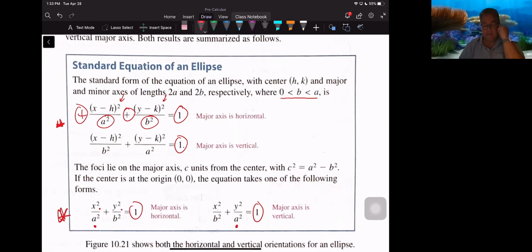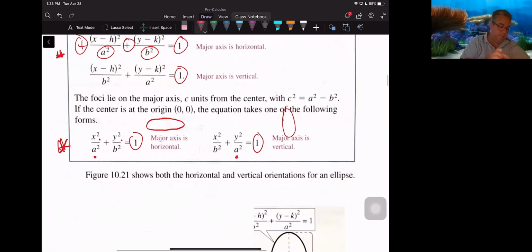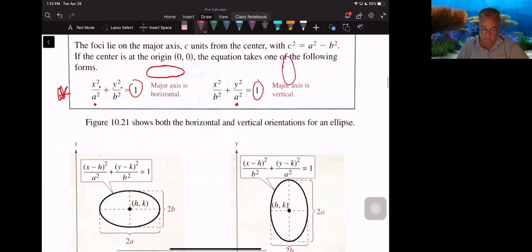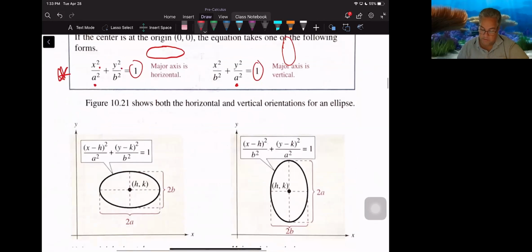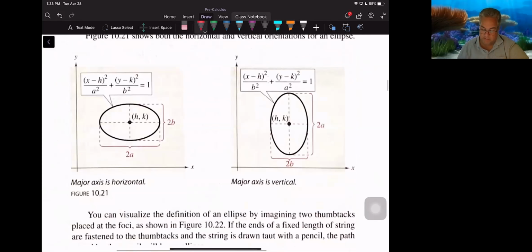And what they mean by that is that if the a squared, which is the larger number, is under the x squared, then it's going to be a horizontal major axis. This ellipse looks more like this, okay? But if the larger number is underneath the y squared, like in this case right here, the major axis is vertical, or basically it looks like this, okay? So that's how you can tell the orientation of the ellipse. All right, the next thing, we'll look at some examples in a minute, but these are just some examples of the major and minor axes.